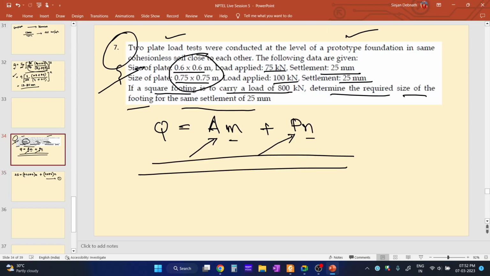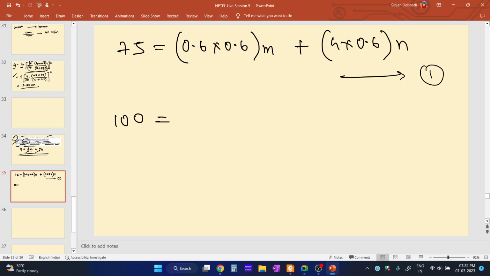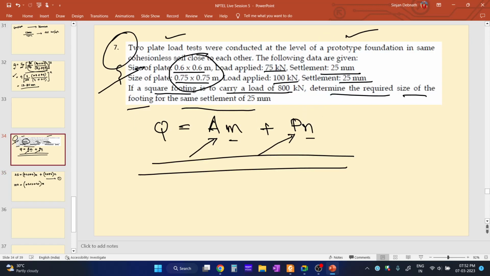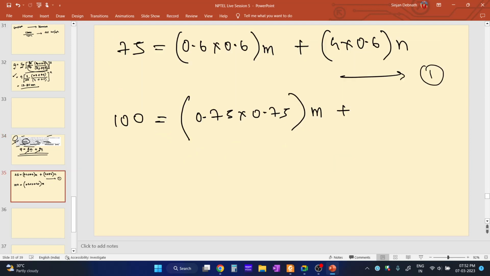Okay. Now we must write the same equation for the second case. So for the second case, the breadth of the plate is 0.75 and the Q is 100 kilonewton. So Q is 100, and area is 0.75 into 0.75 into M. M is the constant, and the perimeter, what is the perimeter? It is 4 into 0.75, into N. Okay, this is the equation 2.